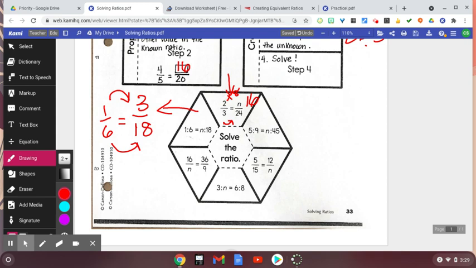So I did have our 1 and 6, and we knew our 18. So we could have multiplied 18 times 1, which is 18, and divided by the only number that you have left, which is 6, which is automatically going to give you that 3.